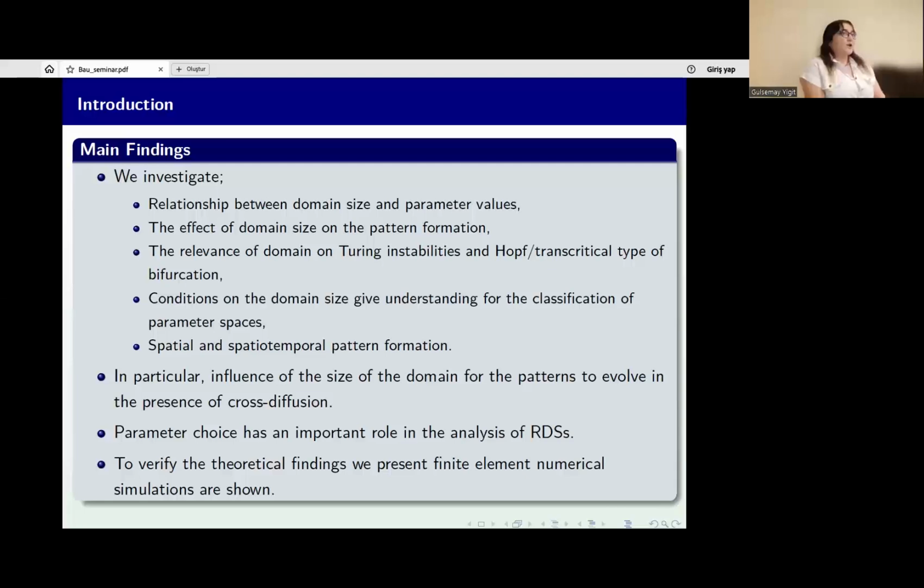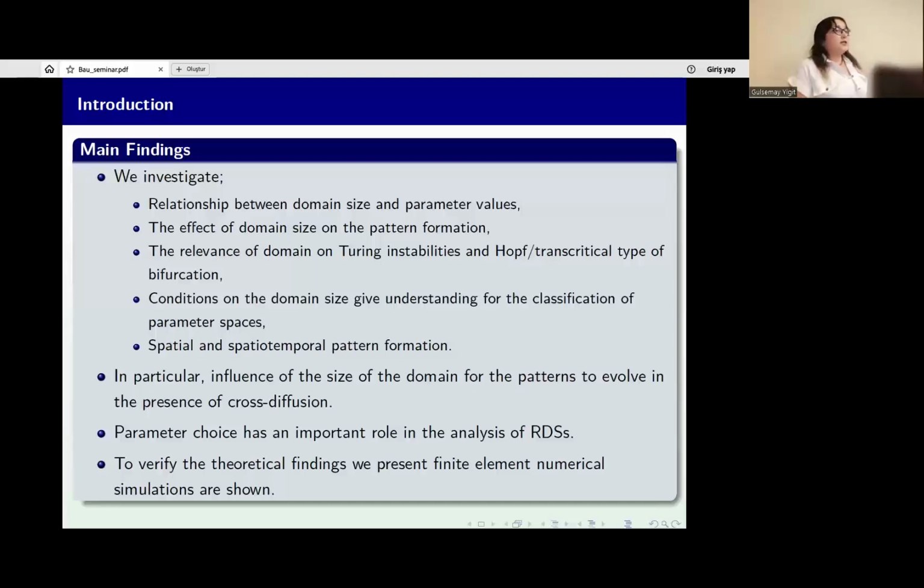Okay, what are my contributions to the literature? I would like to talk about it. It is the relationship between the domain size and the parameter values. It means how large a domain should be, so that we can choose our parameter values, and therefore have pattern formation with respect to the domain size.